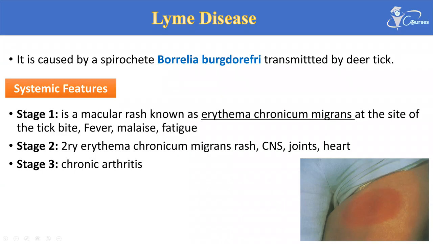Regarding the systemic features, it will start with a macular rash known as erythema chronicum migrans. At the site of the tick bite, there will be a characteristic round or macular rash called erythema chronicum migrans, together with general constitutional manifestations such as fever, malaise, and fatigue. Then the patient will proceed to the second stage, which is a secondary erythema chronicum migrans rash, together with CNS, joint, and heart involvement. And stage 3 presents with chronic arthritis.